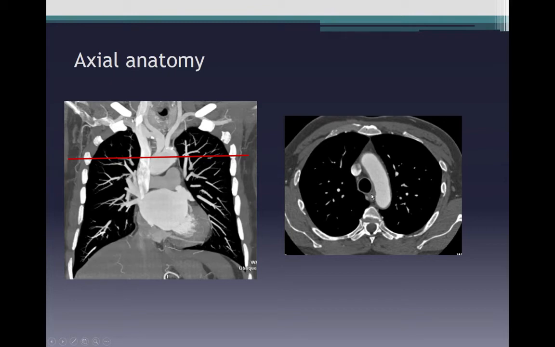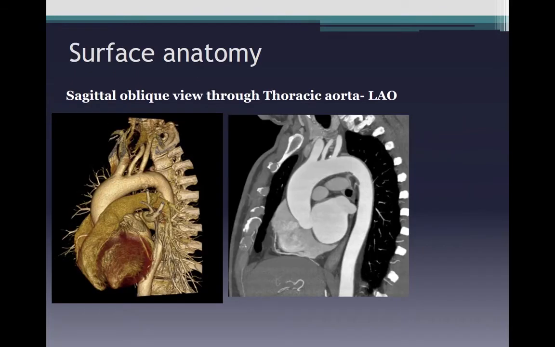And posteriorly, the soft tissue structure running all the way along on the posterior aspect of the trachea would be the esophagus. Now this is a reconstruction of the thoracic aorta in an oblique sagittal plane. Here we can see the entire thoracic aorta with its three components, mainly the ascending aorta, the aortic arch, and the descending thoracic aorta.